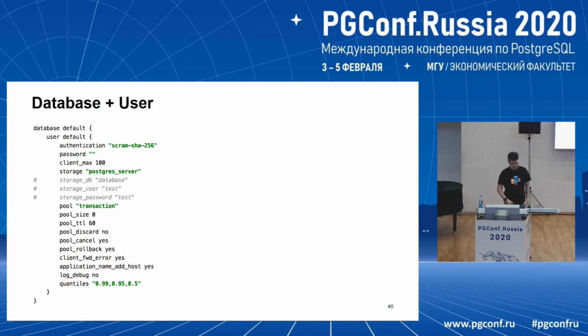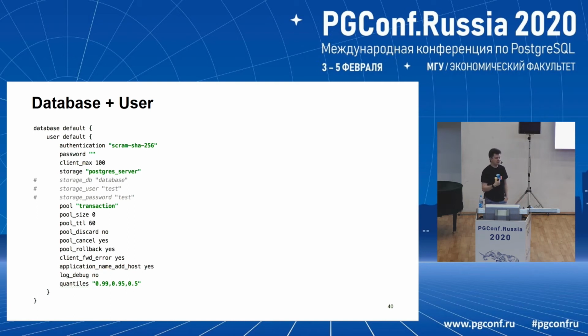And when we should skip the errors. One of the configurations is client forward error, where we imitate the bouncer's behavior and we send the same error as the bouncer. If by default it says yes, then we will send the same error which Postgres has been trying to say.